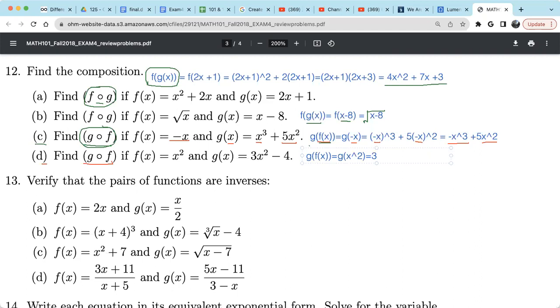So 3 times x squared the input, square. Then minus 4. Simplify a little bit. X squared, then square again. That's x raised by 4. So I have 3x raised by 4 minus 4.